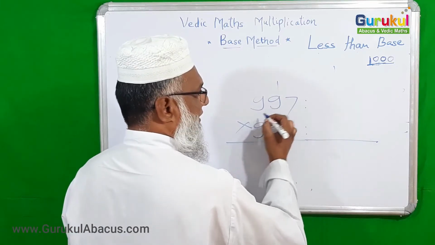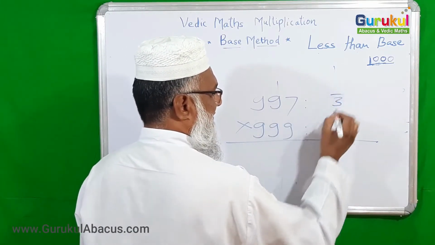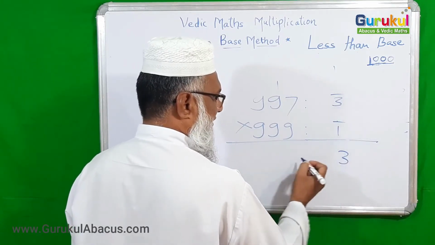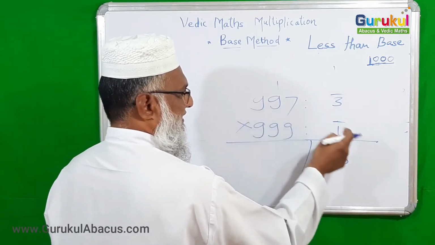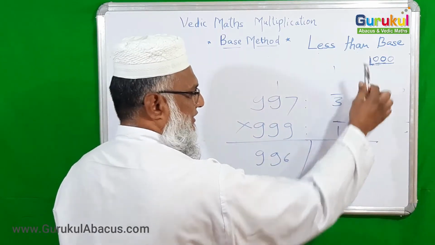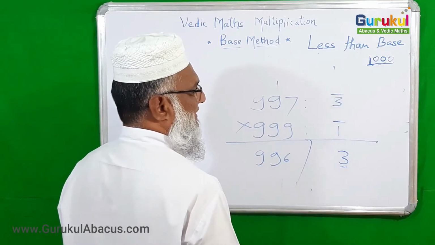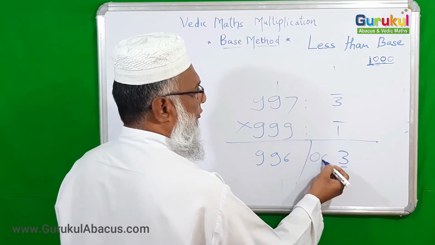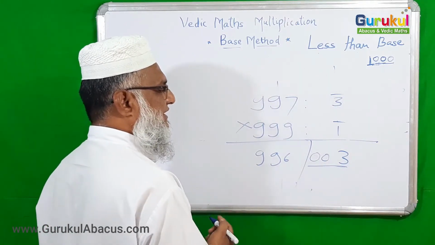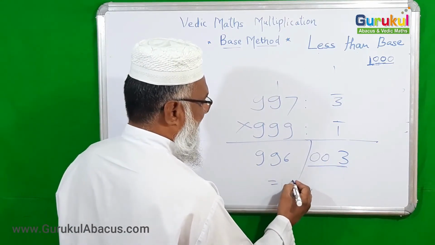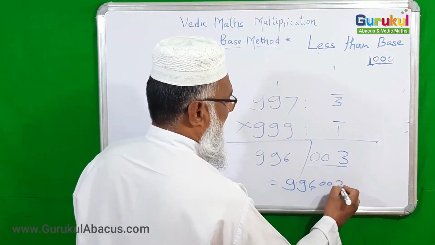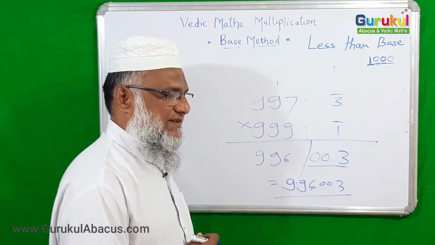So now here it is less than base by 3, it is less than base by 1. 3 ones are 3 we got here, and here now 997 less 1 is 996. Base has 3 zeros and here we got only 1 digit. So by adding 2 more zeros, we made this a 3 digit number, and then finally we are writing the answer. It is 9,96,003. This is our answer.